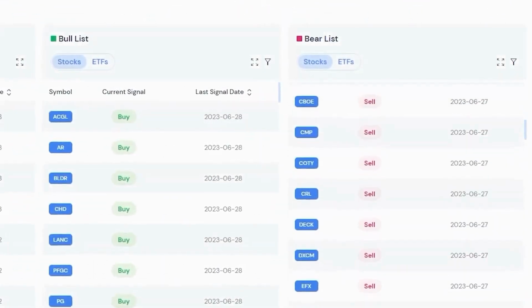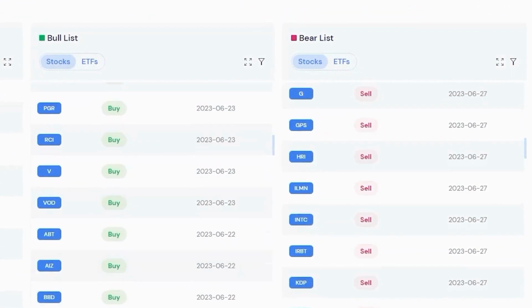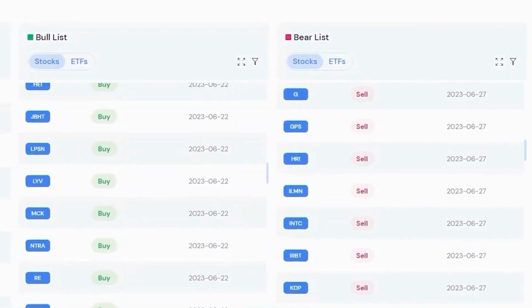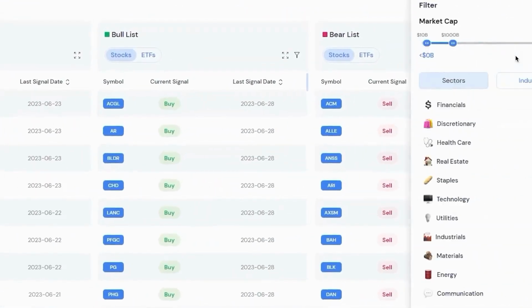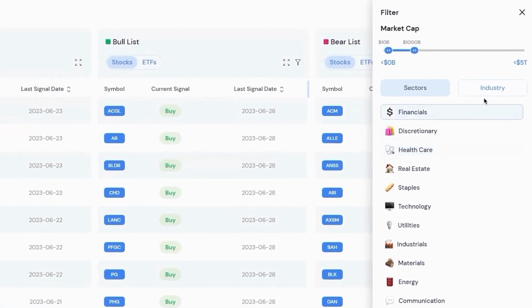The most recent buy signals are in the bull and bear lists, and it's the only scanner for active traders capable of leveraging the behavioral data. You can further refine scanner results with market cap, sector, and industry filters.